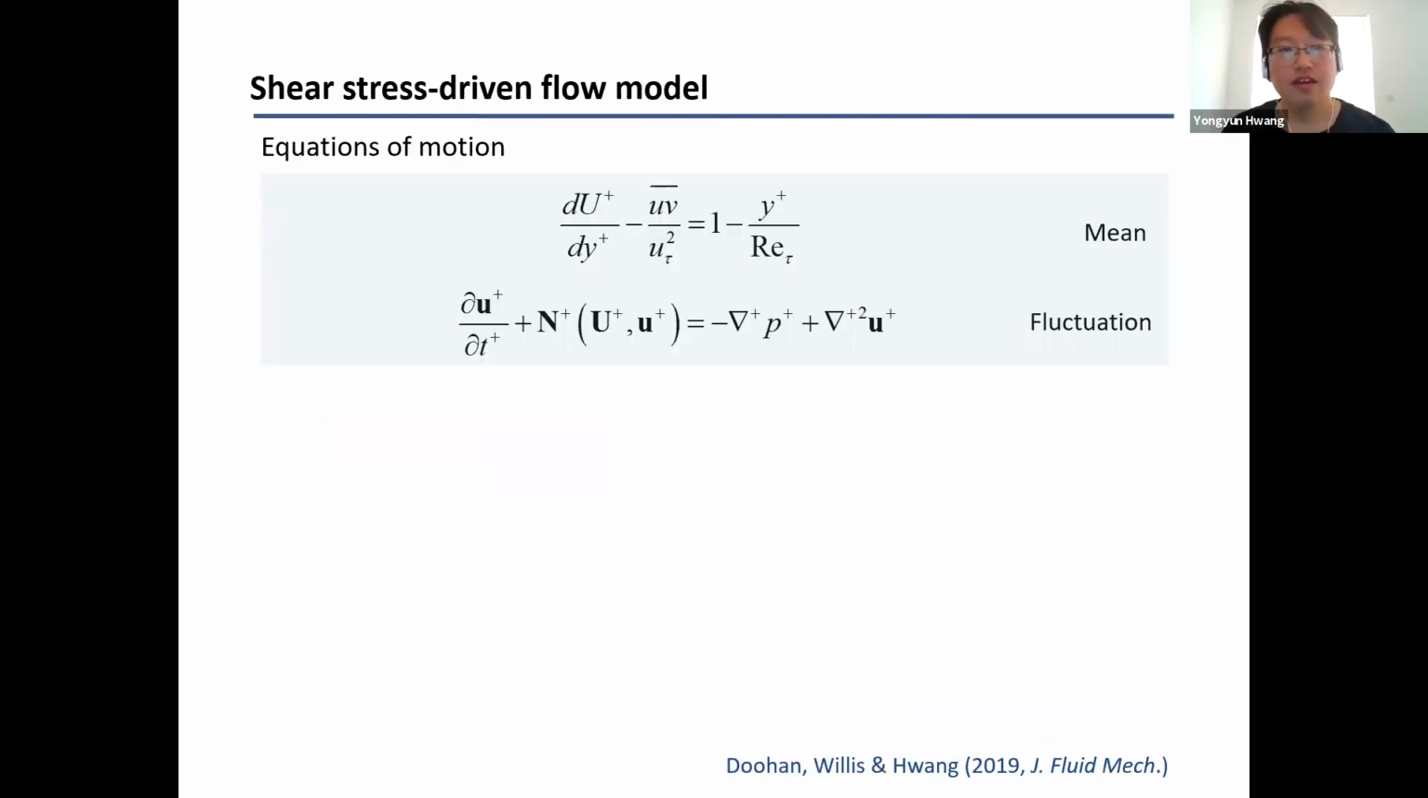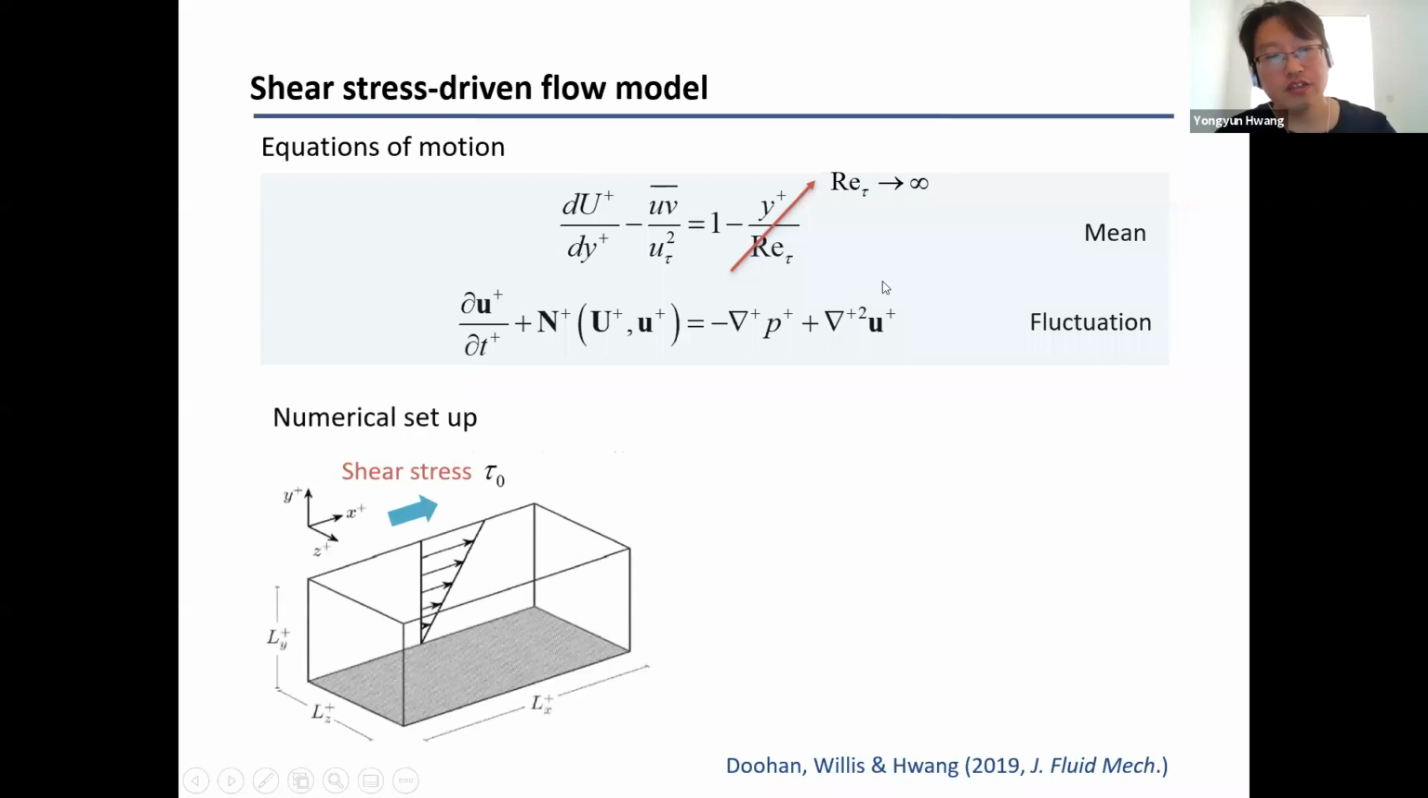To do this, we consider the equation of motion for turbulent channel flow. The first equation is the equation for the mean, and the other equation is the equation for fluctuations. We focus only on the near-wall region, which means y plus is a finite value. But we are also interested in very high Reynolds number, so we ignore this term by taking the large Reynolds number limit. Then this is the equation of motion, and to solve it, we generated the following numerical experiment.